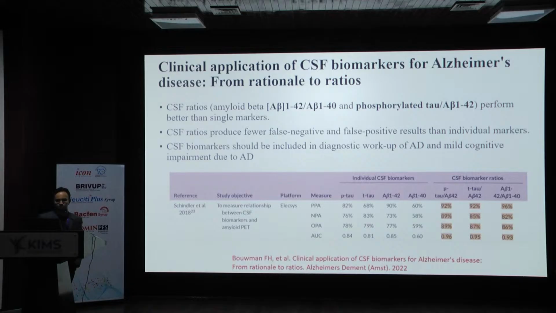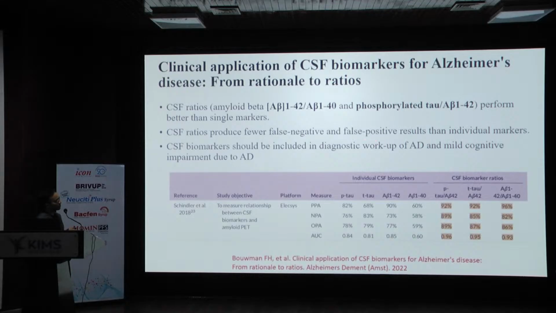these labs. Now, again, why are we using ratios here? Because ratios have demonstrated a high diagnostic accuracy compared to individual biomarkers, because ratios produce fewer false negative and false positive results than individual biomarkers. And these have been included in the diagnostic workup because of their high diagnostic accuracy. This is just one study where they showed higher diagnostic accuracy in CSF biomarker ratios compared to individual biomarkers. So just keep it in mind, that is the reason.